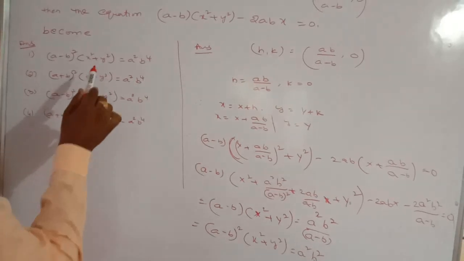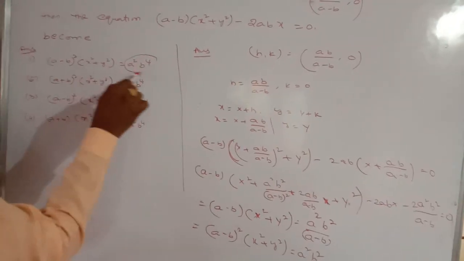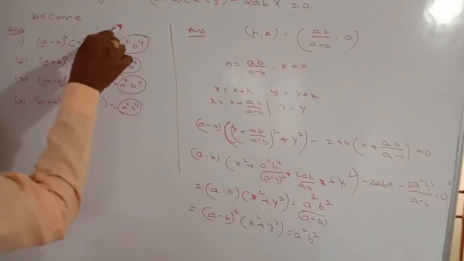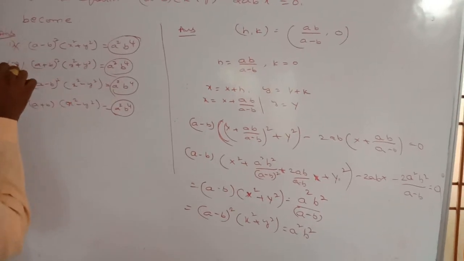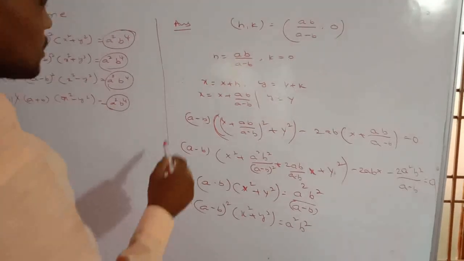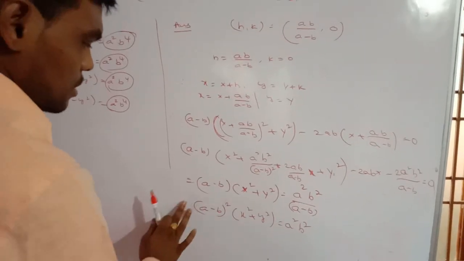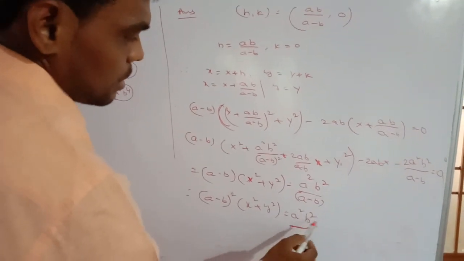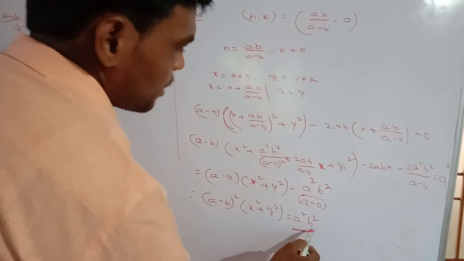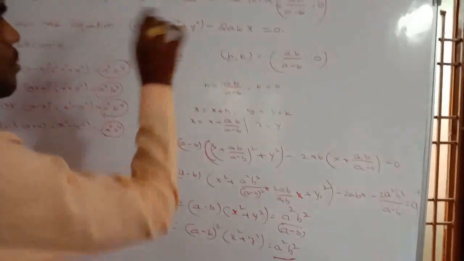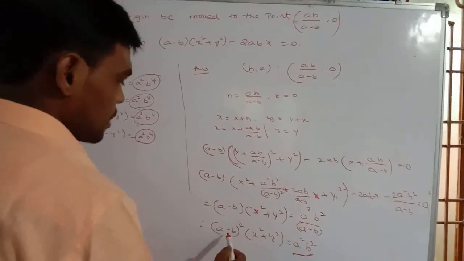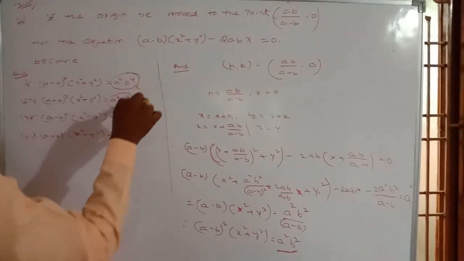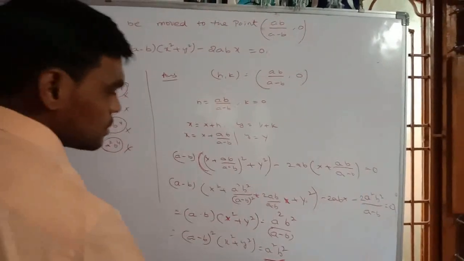But we observe this is a square b square, a square b power 4. This is wrong for the 4 options. Now the answer is a minus b whole square into x square plus y square is equal to a square b square. We observe this term, a square b square. So now the answer to this problem is a minus b whole square into x square plus y square is equal to a square b square. So now the answer is this.